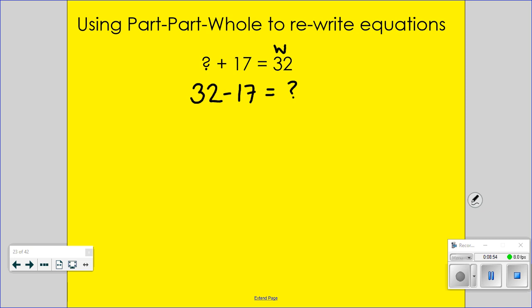Michael? 15 plus 19. 17 plus question mark equals 32. Yeah? Anyone come up with another one?